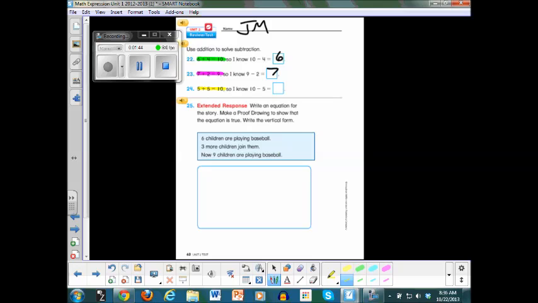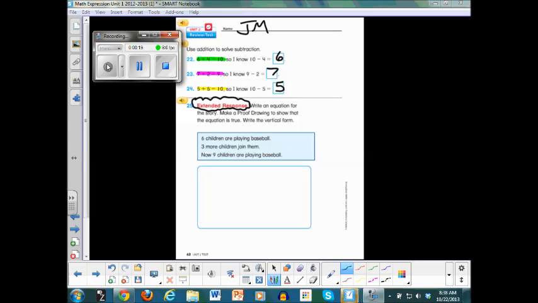And the next one you probably think is easy breezy. If you know that 5 plus 5 is 10, then you also know that 10 take away 5 is 5. Because 5 and 5 are partners of 10. On number 25, we have an extended response. Extended response means you're going to do more than just write numbers. They may ask you to act something out. They may ask you to write a story problem. They may ask you to draw something.